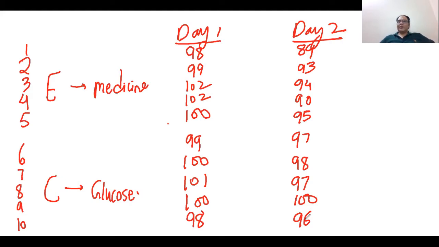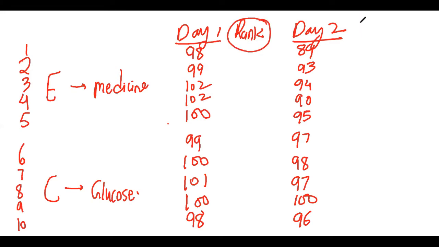Now the problem is, what to do with this kind of data set? As I said, the non-parametric test is based on ranking. So we have to find out the ranks. How to find out the ranks? I'm writing the rank here, and similarly I am finding out the rank. The lowest value gets the lowest rank, and the highest value gets the highest rank.